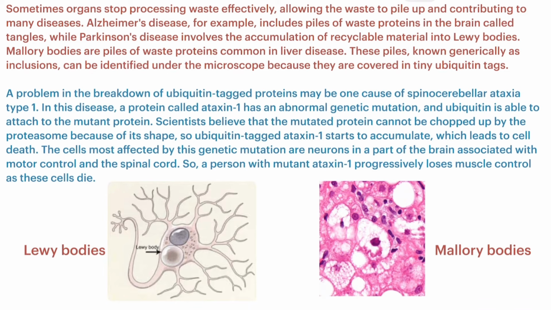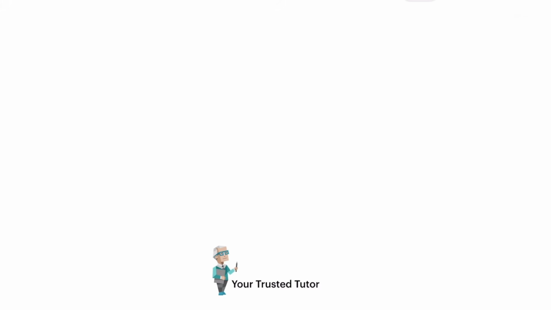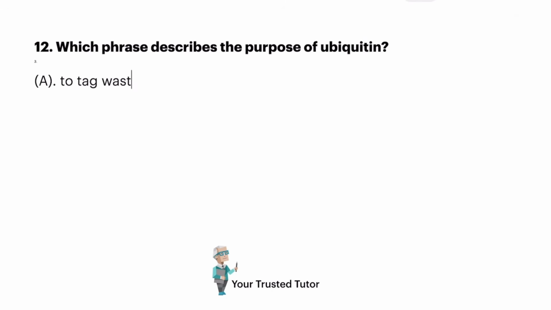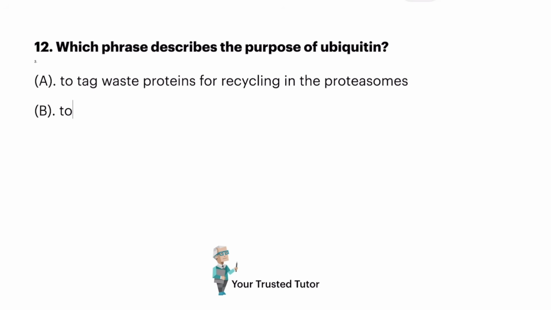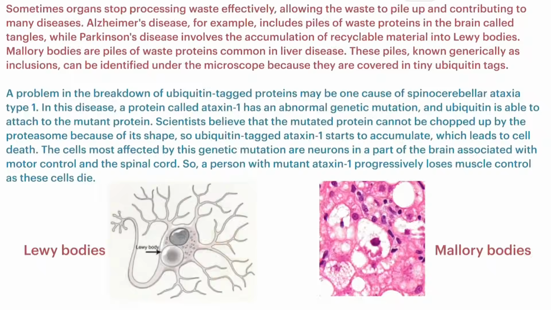The cells most affected by this genetic mutation are neurons in a part of the brain associated with motor control, and the spinal cord. So, a person with mutant ataxin-1 progressively loses muscle control as these cells die.